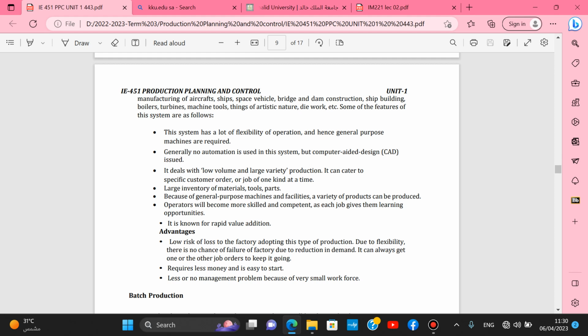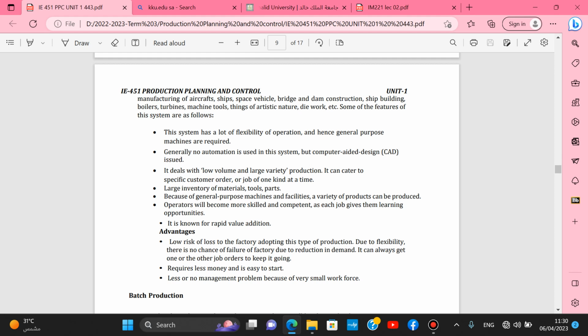So there is here a kind of customization. يعني إنه يكون البرودكت dedicated to one customer, to one type of customer, or to one customer. So the production in the job shop is customized. Okay.